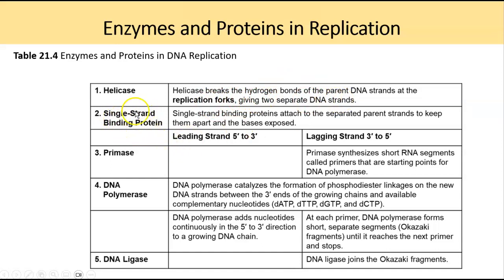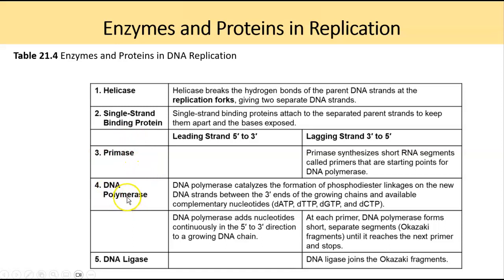Then a protein called single strand binding protein will attach to the separated parent strands to keep them apart, and the bases will be exposed. Now there are two types of strands that we discussed. The leading strand that moves from 5' to 3' direction, and the lagging strand moves from 3' to 5' direction. The primase enzyme only is involved with the lagging strand. Okay, the primase will synthesize those short RNA segments called primers, which are starting points for DNA polymerase enzyme. That is the role of the primase.